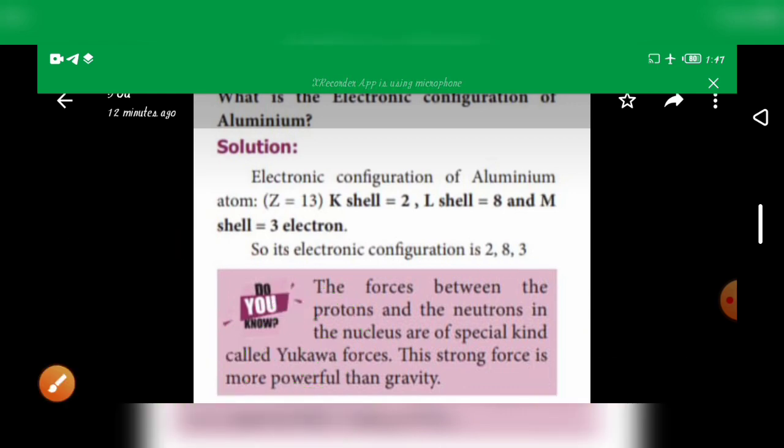The forces between the protons and the neutrons in the nucleus are a special kind called nuclear forces. This strong force is more powerful than gravity.